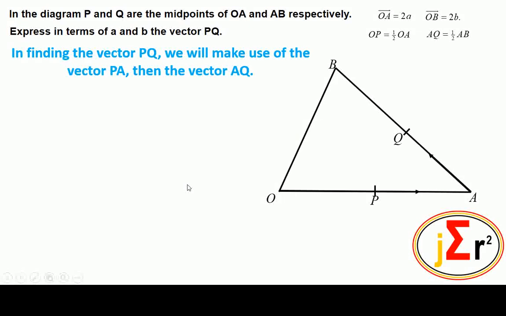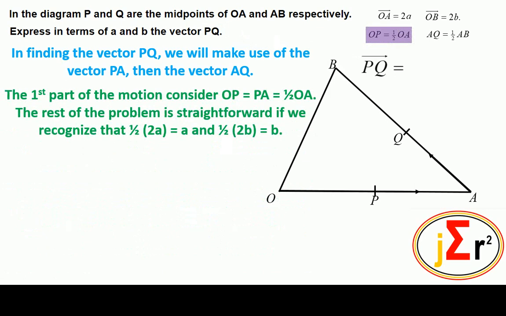In finding the vector PQ, we will make use of the vector PA, then the vector AQ. From P to Q, we may go from P to A, then from A to Q, which might seem a little bit abstract at the moment, especially for the portion from A to Q. PQ is equal to, because we are attempting to find PQ, the first part of the motion, PA. Consider that OP is equal to PA, which is equal to a half of OA, which seems to be something that needs a bit of unraveling. We will find PA.